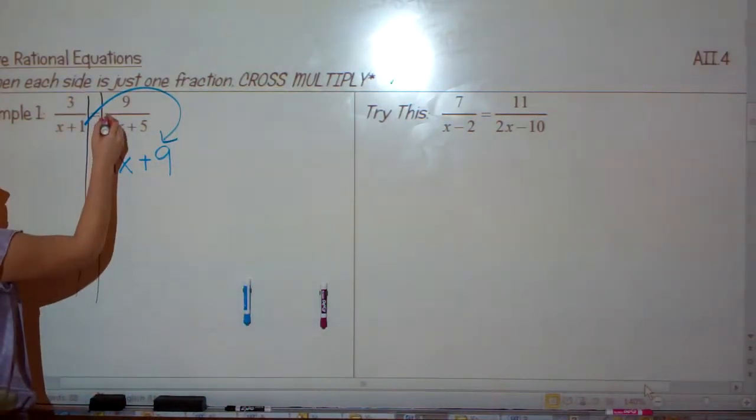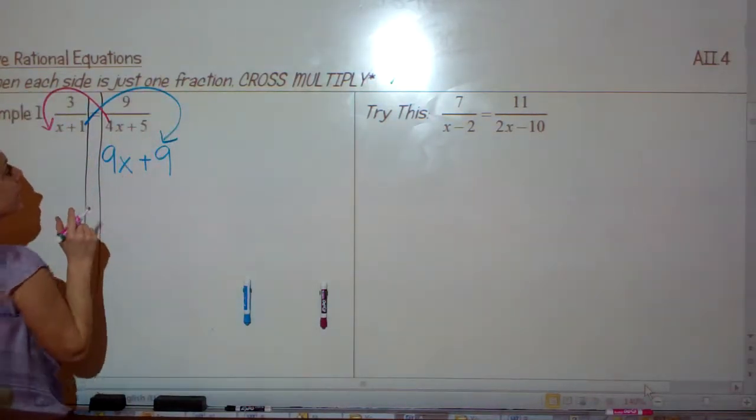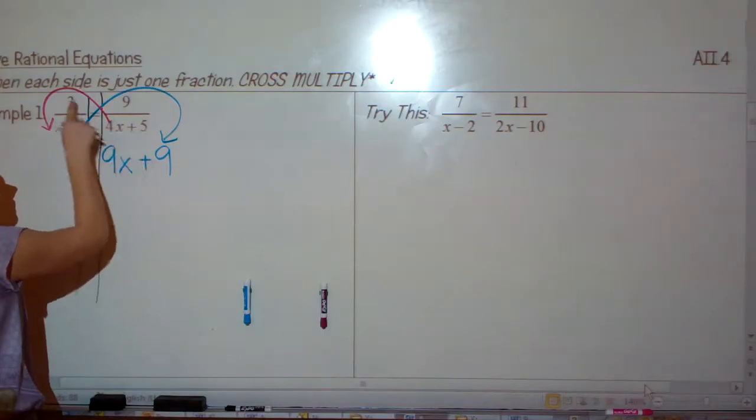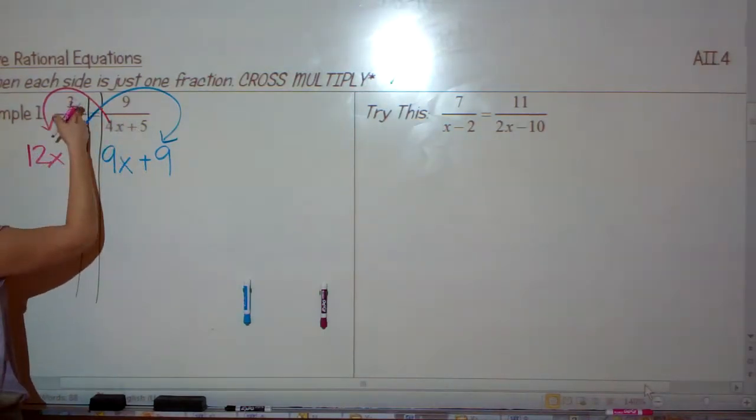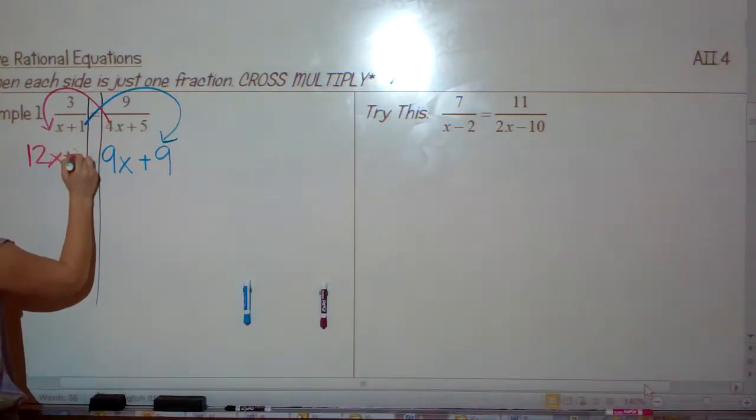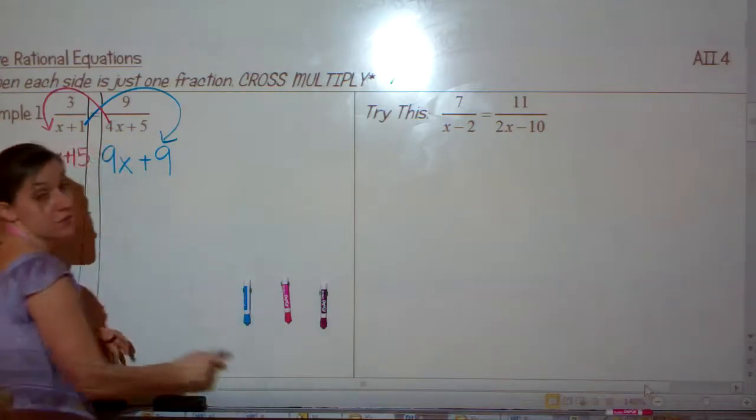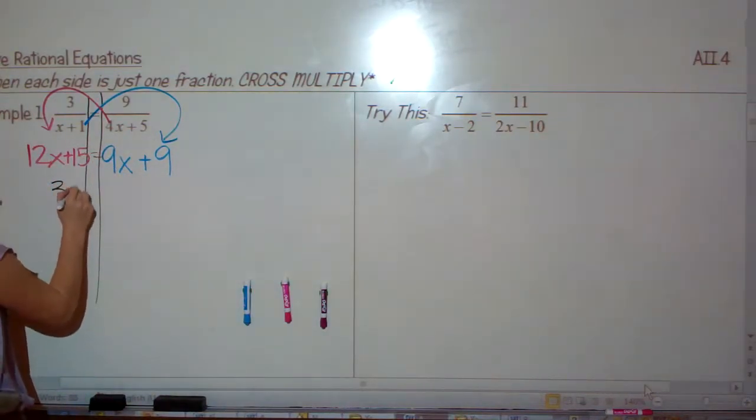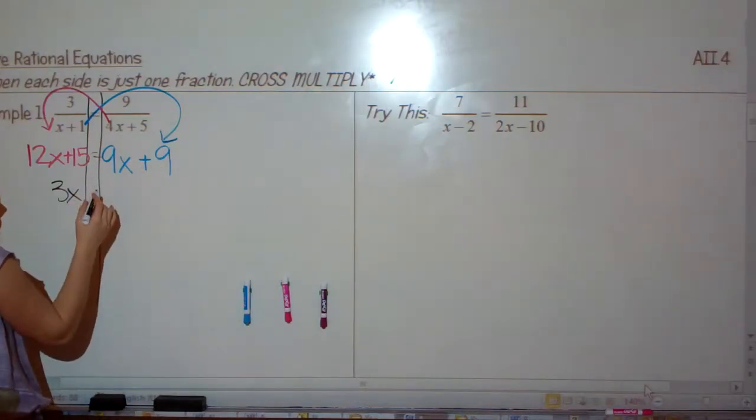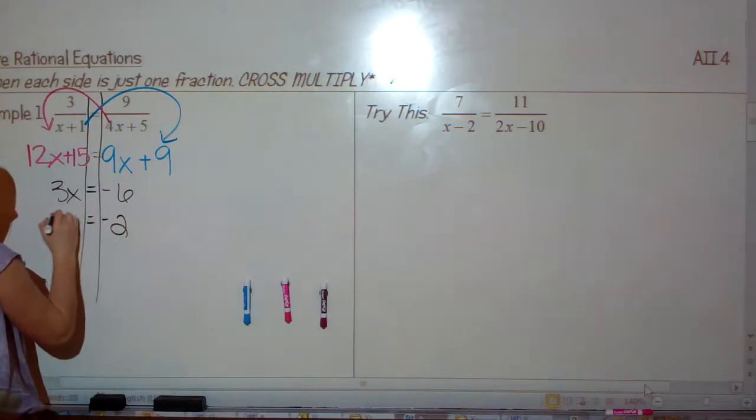All right, then when we do this side, I just kind of make like a heart-looking thing. Remember, it's each of these times the 3, so 4x times 3 is 12x, and then 5 times 3 is 15. All right, so you guys have cross-multiplied for years and years, I know. So we subtract the 9, we get 3x. We subtract the 15, we get negative 6. So x is negative 2.